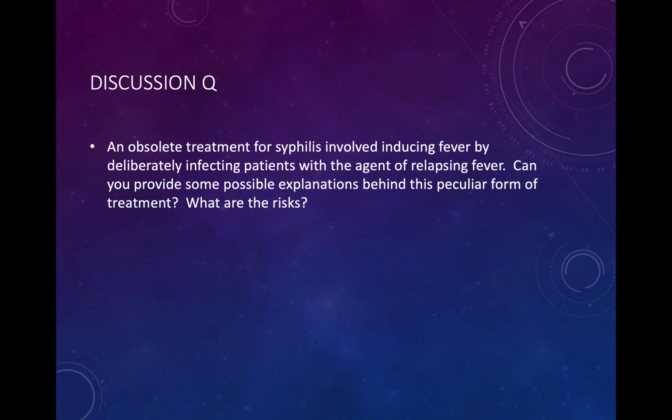This is an interesting question. Again, we're not going to go over this in detail here, but we can talk about this later. It should be a good one to ruminate on. An absolute treatment for syphilis involved inducing fever by deliberately infecting patients with the agent of relapsing fever. Can you provide some possible explanations behind this peculiar form of treatment, and what are the risks?